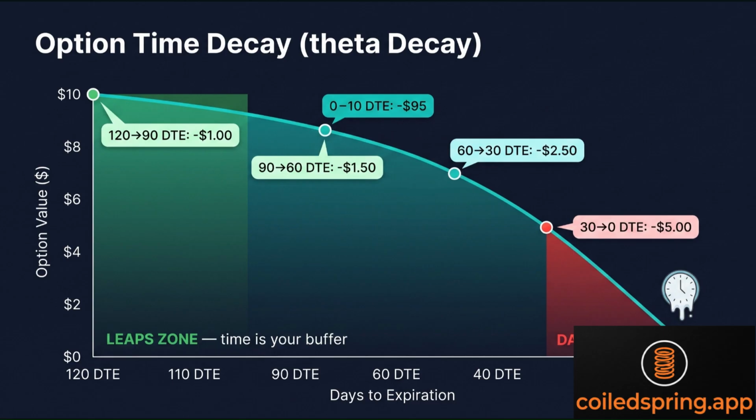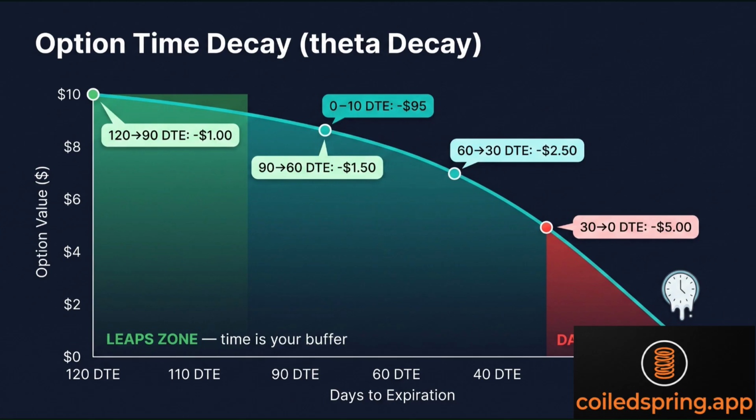Starting to feel it, but still under control. From 60 to 30 DTE, the third period. Now you lose $2.50 in just 30 days. A quarter of the original value gone in 1 month. The acceleration is now very noticeable. From 30 to 0 DTE, the final 30 days. You lose $5. Half the original value evaporates in the last month. The same calendar period that cost you $1 at the start now costs $5. The clock is eating your position alive. That's what nonlinear means. Same 30-day window for completely different costs. $1, $1.50, $2.50, $5.